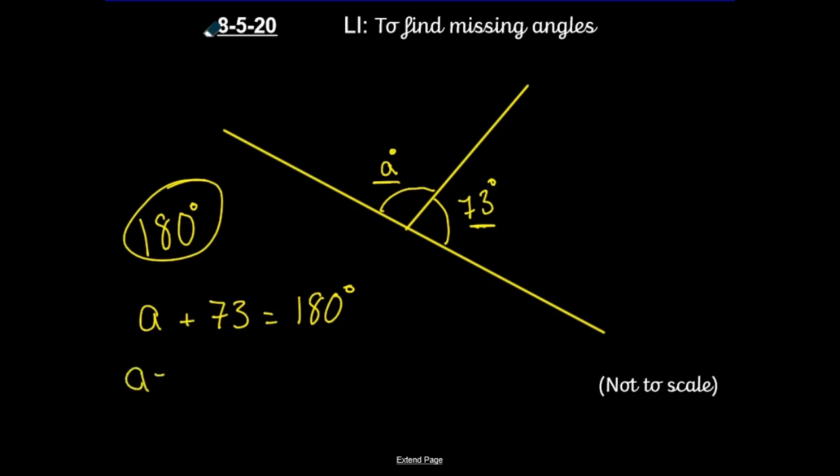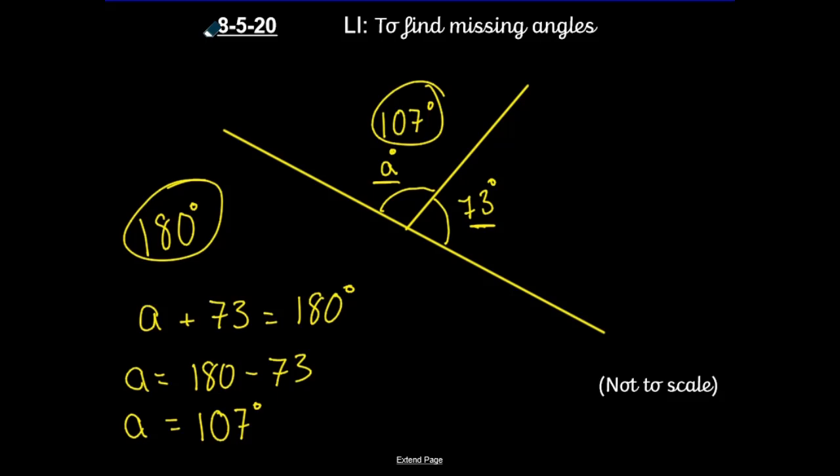Well, to find that, I would do A is equal to 180 minus 73. So A is equal to 107 degrees. And there we go. To check it, add them together and make sure they equal 180. So remember, angles on a straight line are always going to equal 180 degrees.